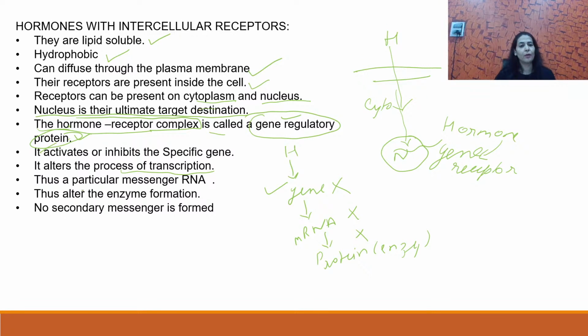So mRNA will be formed or will not be formed depending upon the hormone's action, and depending upon that, an enzyme will or will not be formed. There is no secondary messenger required. Hormone directly comes inside. Remember, in intracellular receptors, there is no secondary messenger. Keep this firmly in mind. And in membrane bound receptors there is a secondary messenger. Which secondary messenger? Cyclic AMP, calcium and IP3.